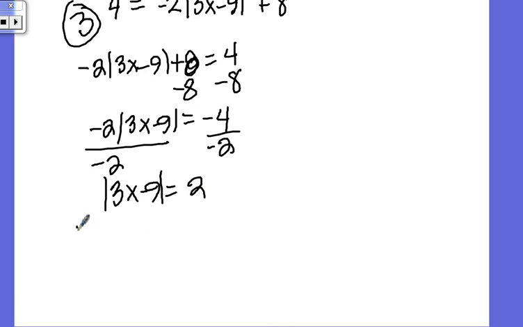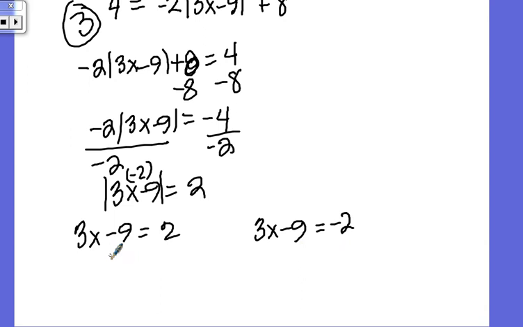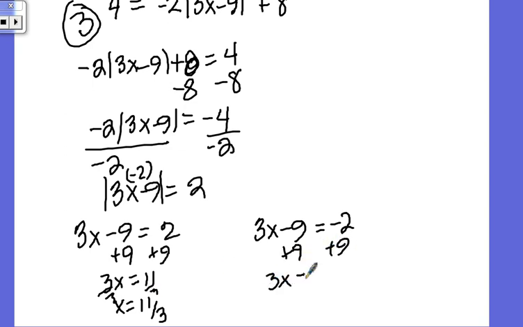The first time we're going to drop the absolute value sign, and we're just going to set it equal to +2. But remember that what's in here could also be a -2. So we're going to figure out what would make 3x minus 9 equal -2. And we're going to solve it twice. Once positive, once negative. Okay, divide by the 3. Alright? Same thing over here. Divide by the 3. X equals 7/3. So you get 11/3 and 7/3, and that's all you need to do.